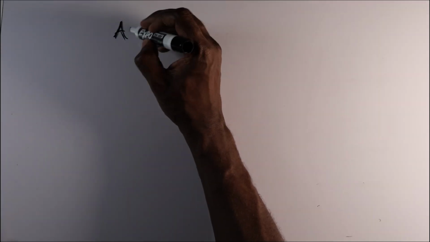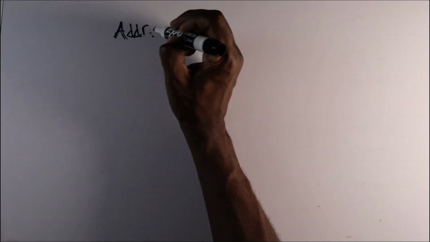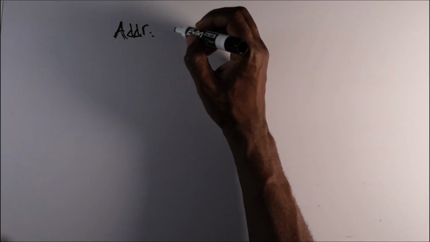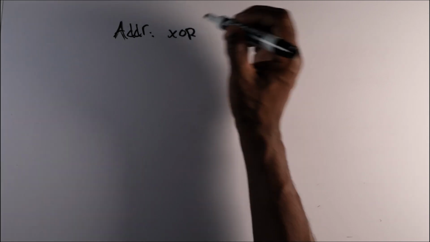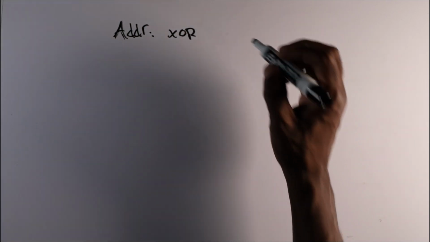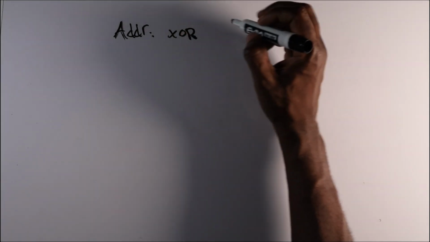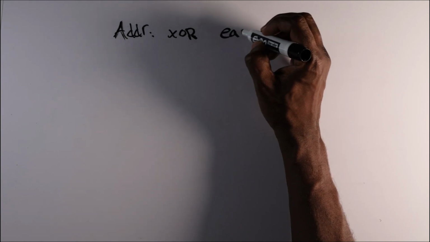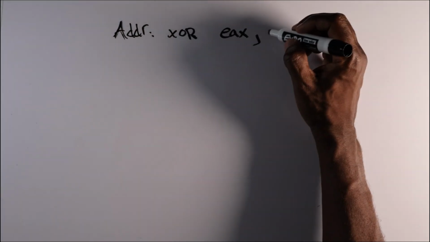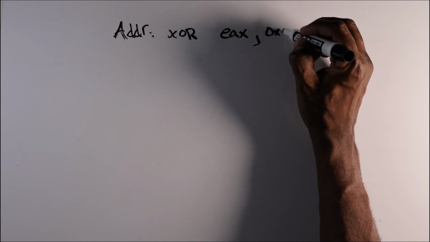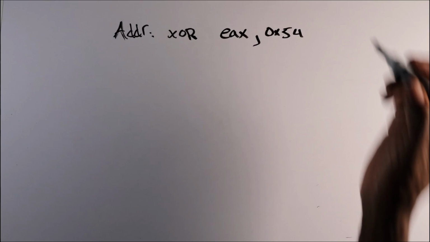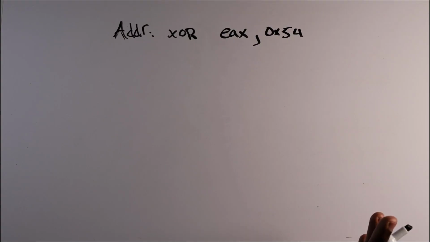So let's say we have some address, we'll say ADDR for address. And we'll say that address is XORing something. So that's going to be XOR. And we want to XOR, we'll say, a value in a register. We'll use EAX, which is a 32-bit register. And we want to XOR this value inside of EAX with the hex value 0x54. There. You come across a line like this and you want to understand what is going on.